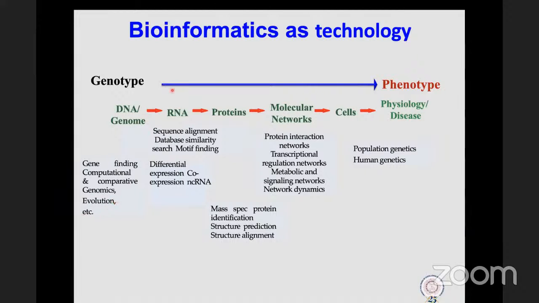Okay. Now let's say from DNA it goes to RNA. At the RNA level, as a technology, bioinformatics can be used for motif finding, using software, because in RNA the motif is important. Motif and domain are the main parts of an RNA, or you can say a gene, which govern the function.